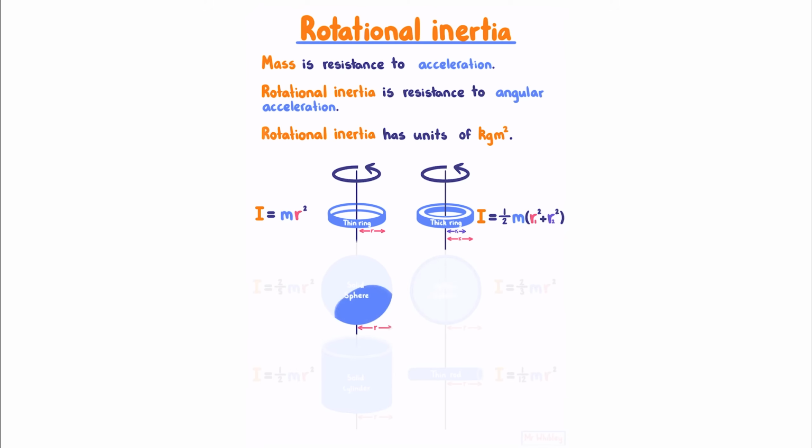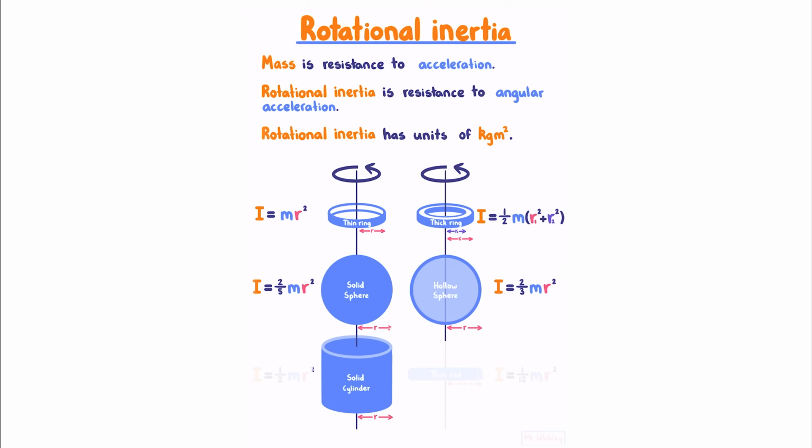A solid sphere of radius r will have a rotational inertia of 2/5 mr squared. Similar to our thin ring, we can imagine a hollow sphere where all the mass is concentrated at a fixed radius. In this similarly unrealistic case, the rotational inertia is 2/3 mr squared. For a solid cylinder of radius r, our rotational inertia is half mr squared. And finally, if we were to rotate a thin rod about its long axis, its rotational inertia is equal to 1/12 mr squared.